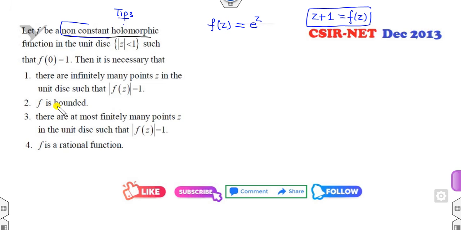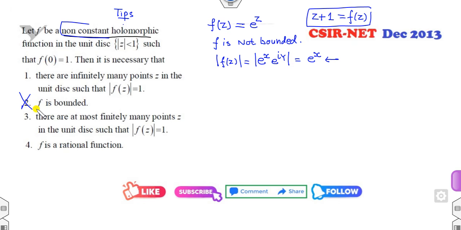Then f is bounded, f has at most finitely many, infinitely many, or f is a rational number. Okay, can you say it's a bounded function? Clearly f is not bounded, because what is the mod of this? It is e raised to power x, e raised to power iota y. The mod of e raised to iota y is 1, but e raised to power x is unbounded. So that means the option f is bounded is cancelled. f is a rational number, that's again cancelled.